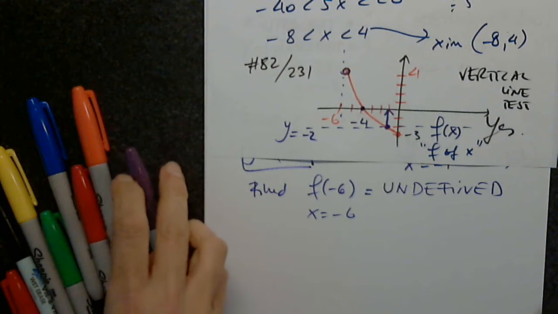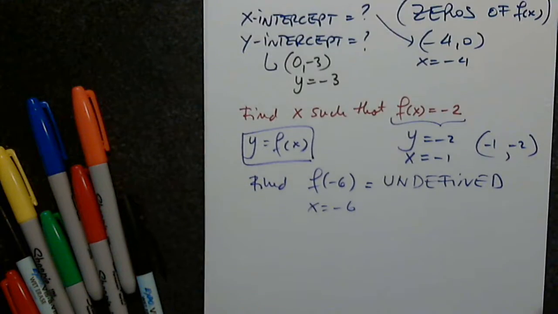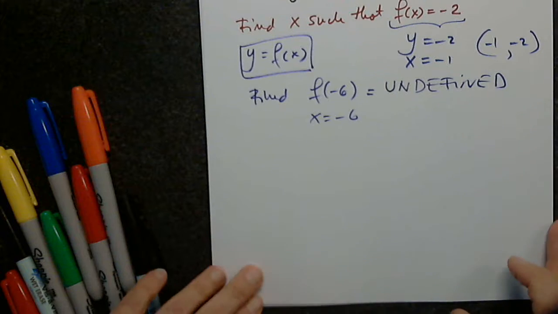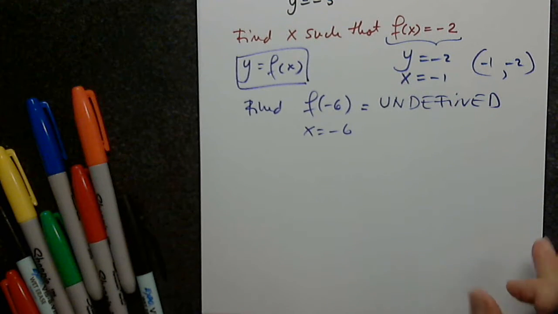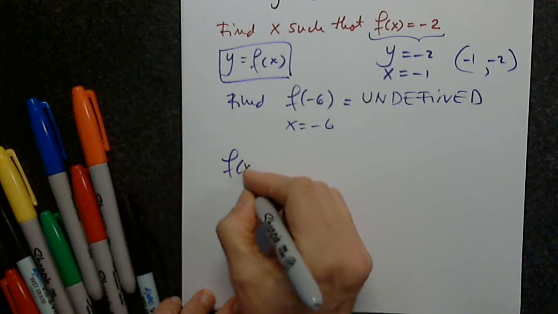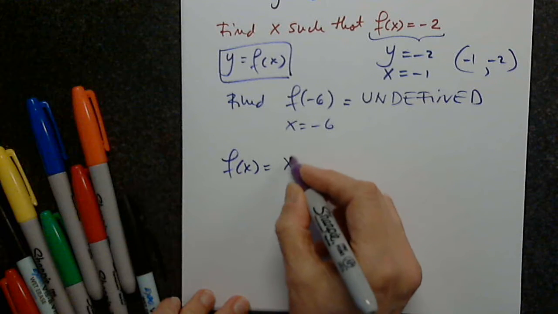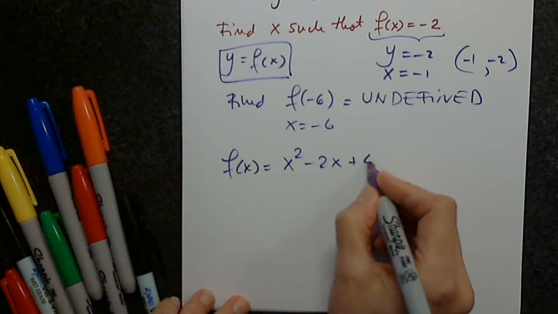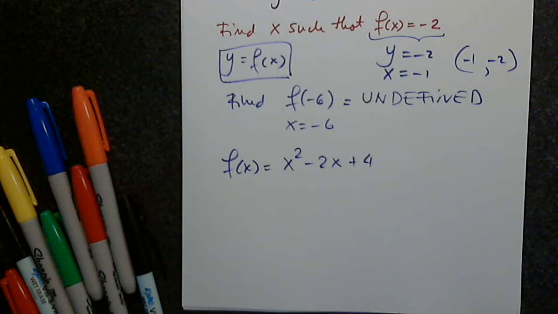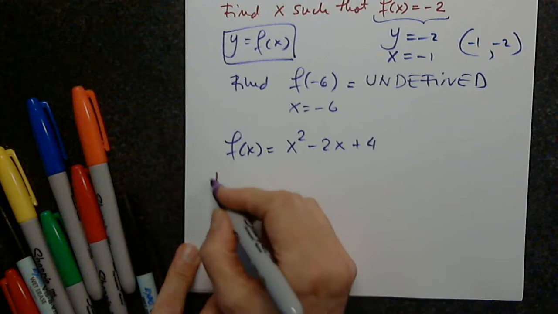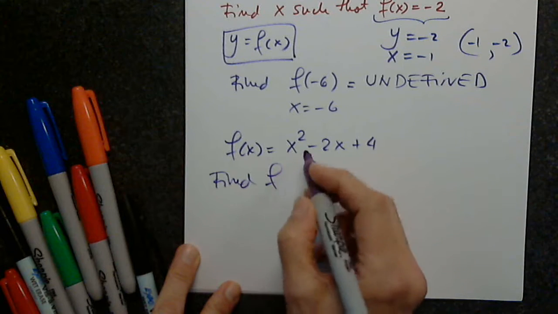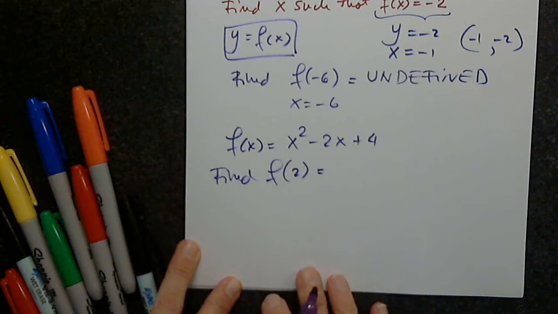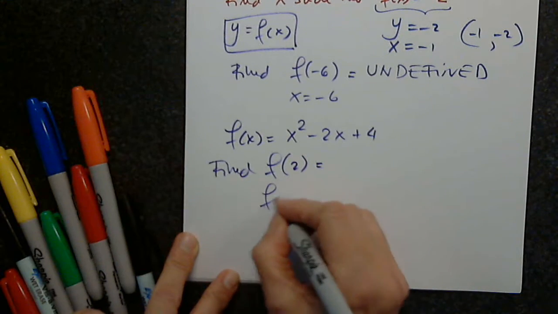Other questions for me? Okay, let's see how we evaluate a function. Let's suppose I'm given f of x equals x squared minus 2x plus 4, and I'm asked to find f of 2. Then I'm asked to find f of 0.